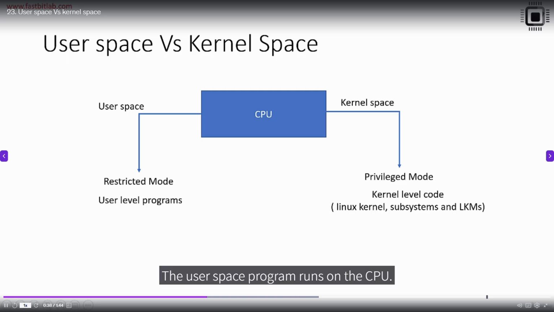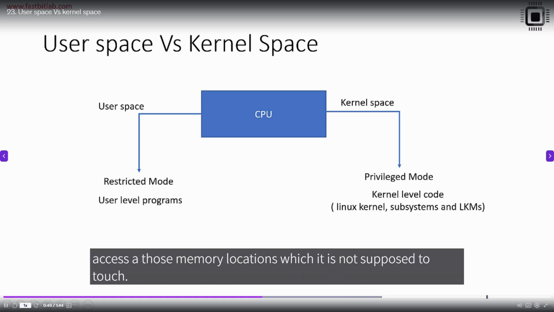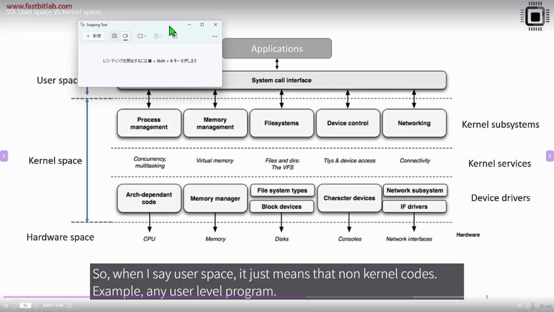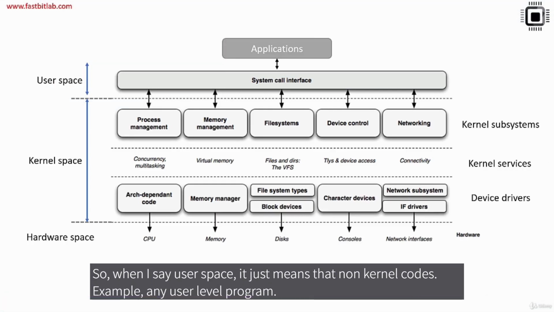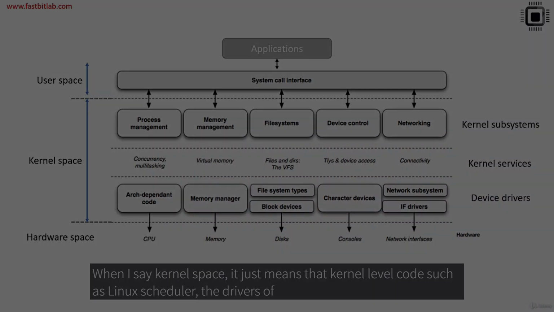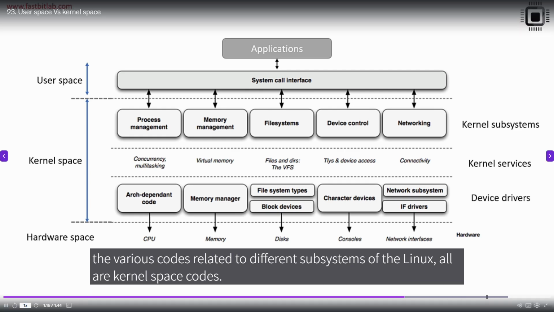When a user space program runs on the CPU, the mode of the CPU will be non-privileged mode or restricted mode. A user space application cannot access those memory locations which it is not supposed to touch. So when I say user space, it just means non-kernel code, for example, any user level program. When I say kernel space, it just means kernel level code such as the Linux scheduler, the drivers, and various code related to different subsystems of Linux, all are kernel space code.